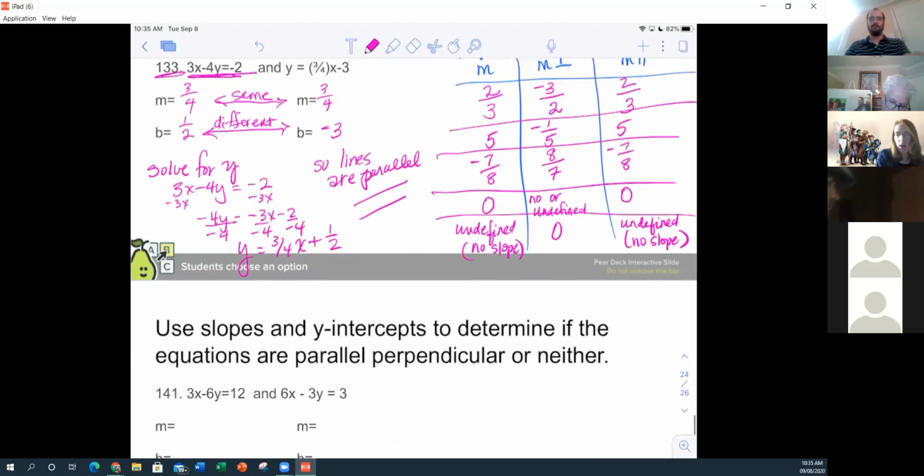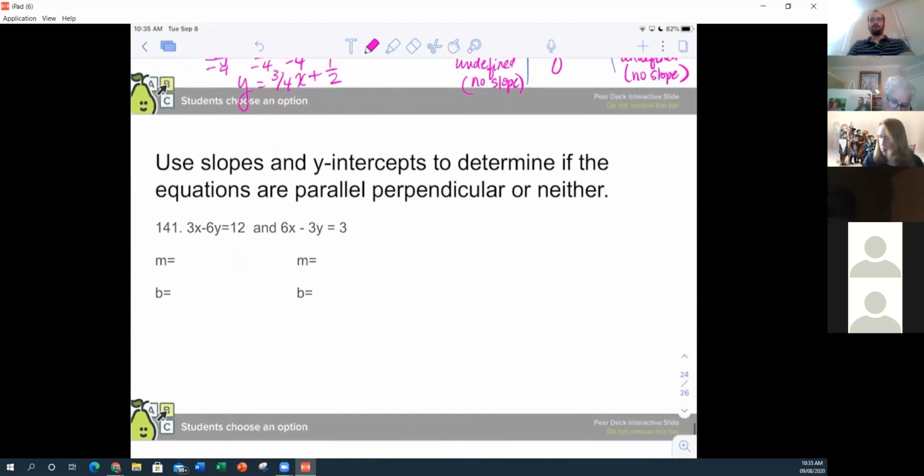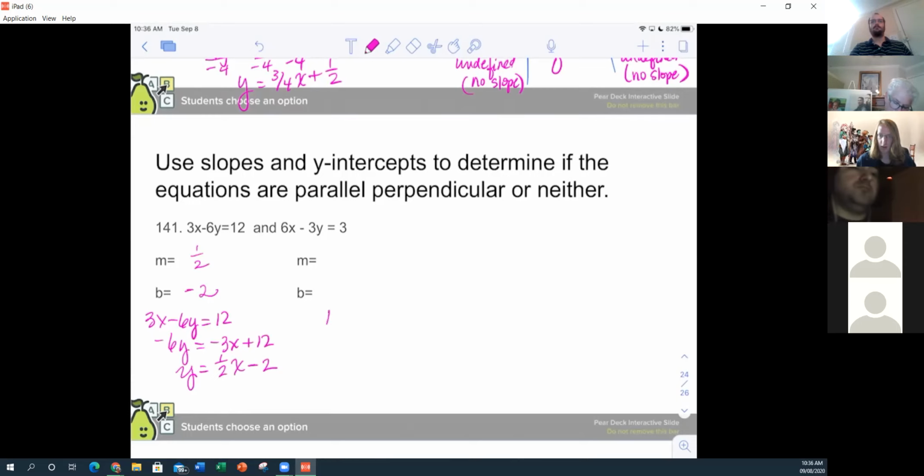Okay. So both of these on 141, we're going to have to solve for y. So this first one, 3x minus 6y equals 12. Subtract 3x from both sides, and I get -6y equals -3x plus 12. Divide everything by -6, and I get y equals -3/-6, which is 1/2 x minus 2. So the slope of the first one is 1/2. The y-intercept is -2.